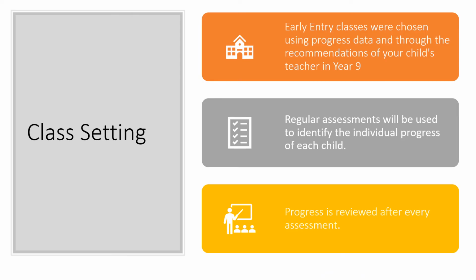Early entry classes were chosen using progress data and through the recommendations of your child's teacher in Year 9. Throughout Year 10, regular assessments will be used to identify the individual progress of each child. And after every assessment, progress is reviewed.